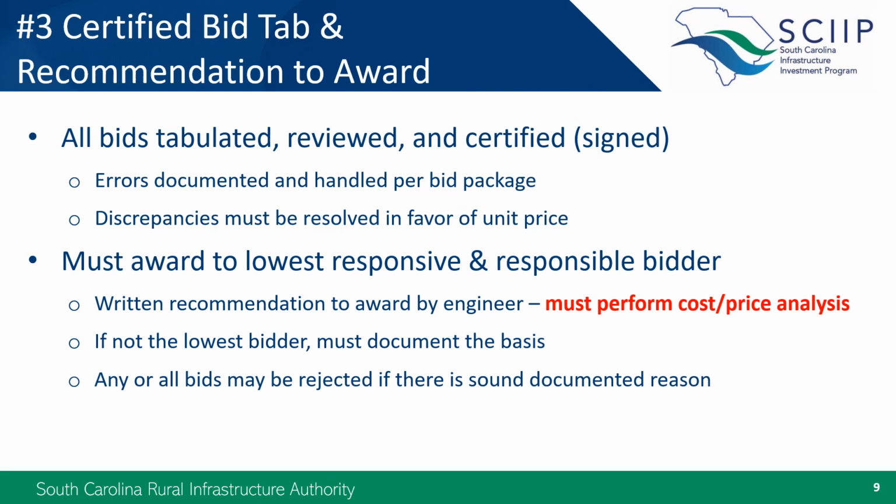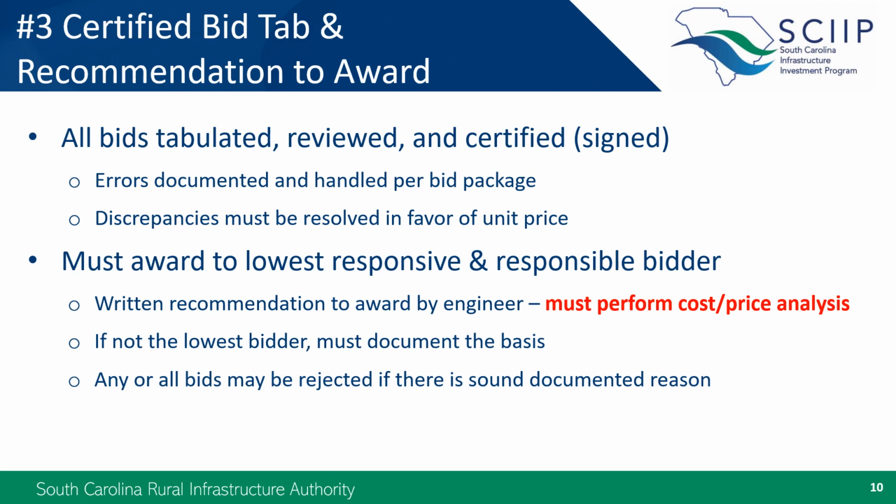A bid tab must be submitted for review, and it should contain a detailed summary of all bids and bid items. The bid tab itself does not have to be signed as long as the project engineer certifies and recommends award to the lowest qualified and responsive bidder in their recommendation to award letter. When the bids are tabulated, any errors should be handled as indicated in the bid package instructions. Any corrections should be clearly indicated on the certified bid tab. In addition, those errors should be acknowledged and addressed in the recommendation to award letter from the engineer.